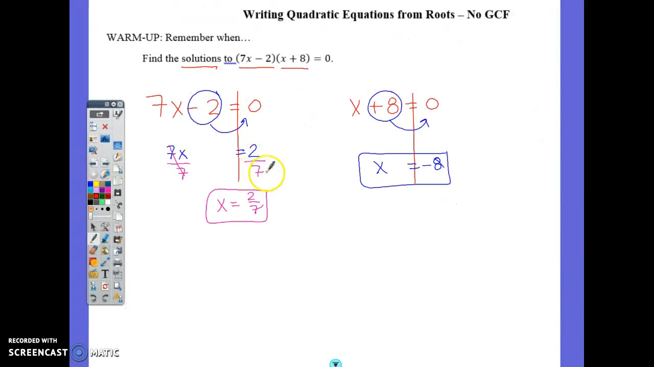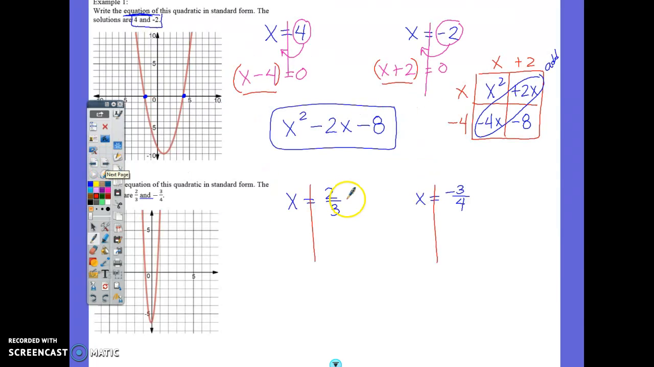Remember, it's going to be the opposite. So over here, we divided last. What's the opposite of dividing? Multiplying. So I'm going to multiply both sides by 3. Over here, same thing. I'm going to multiply both sides by 4, the bottom number. Why? Because it cancels out. Okay, it cancels out. So now I have 3x equals 2, and I have 4x equals negative 3.